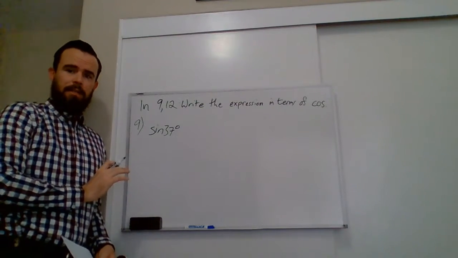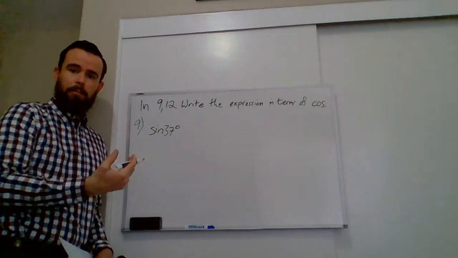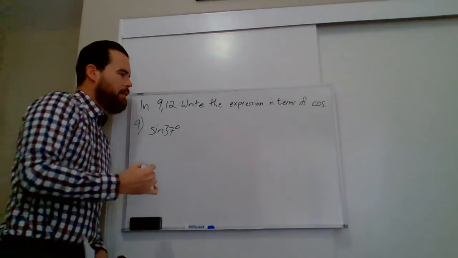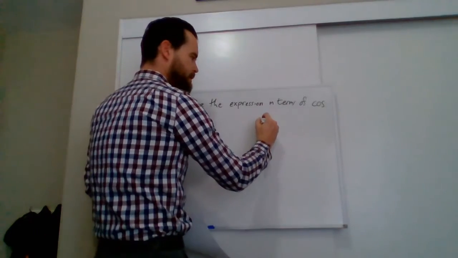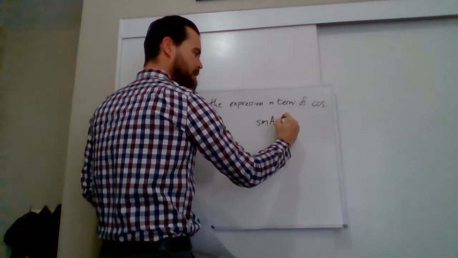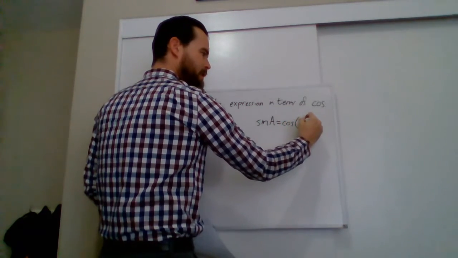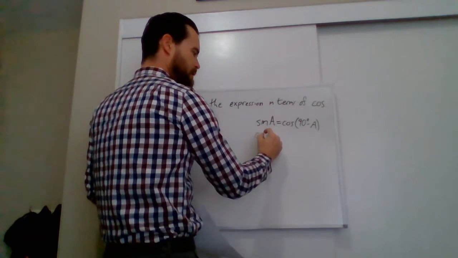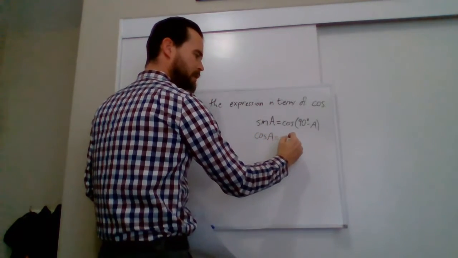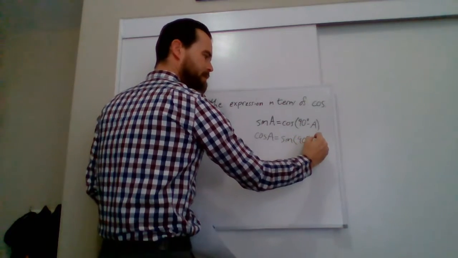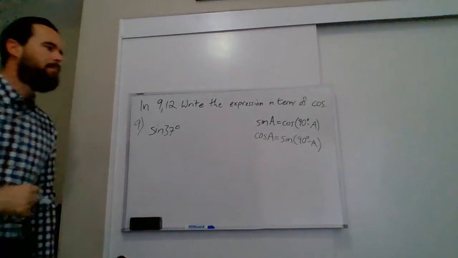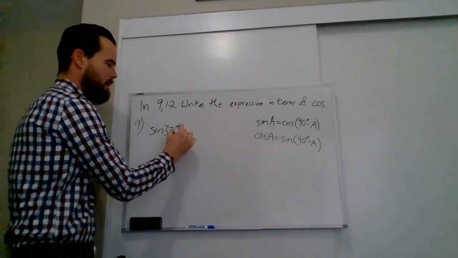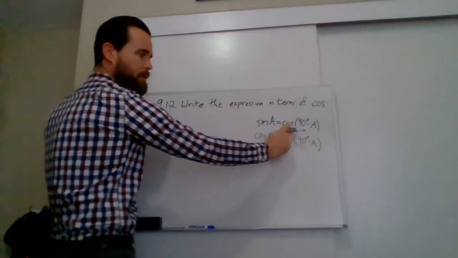So what we have been using the last couple problems, which is complementary angles, we're going to be using in this problem as well. So let's just set up the general expression. Sine of A equals cosine of 90 degrees minus A, and cosine of A equals sine of 90 degrees minus A. All right, so we're given sine of 37 degrees. Let's just add this right onto the back end. Equals cosine of 90 degrees minus A.